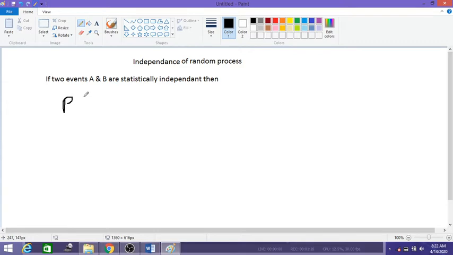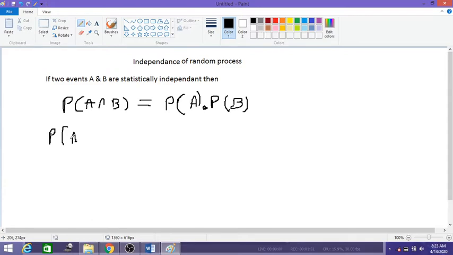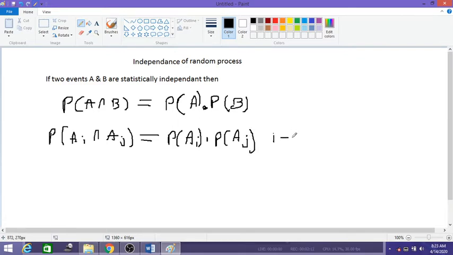Then the probability of A intersection B is given as the probability of A into the probability of B. It means it is the product of the probabilities of the individual events. The probability of the intersection of the two events equals the product of the probabilities of the individual events. Applying the same to a general rule, the probability of Ai intersection Aj equals the probability of Ai into the probability of Aj, where i and j are not equal. So these are different events.